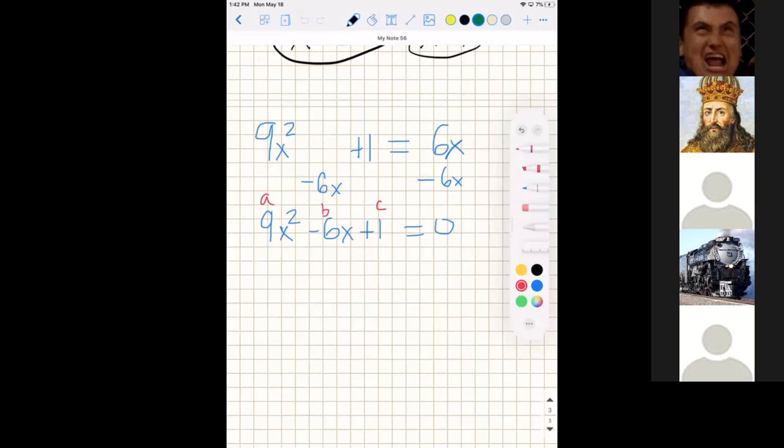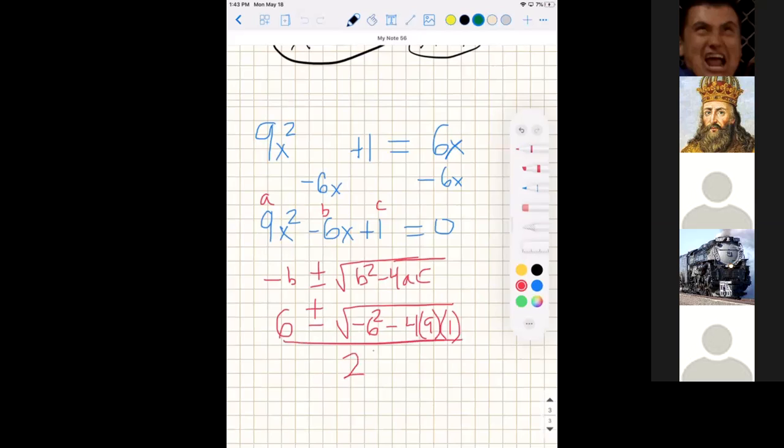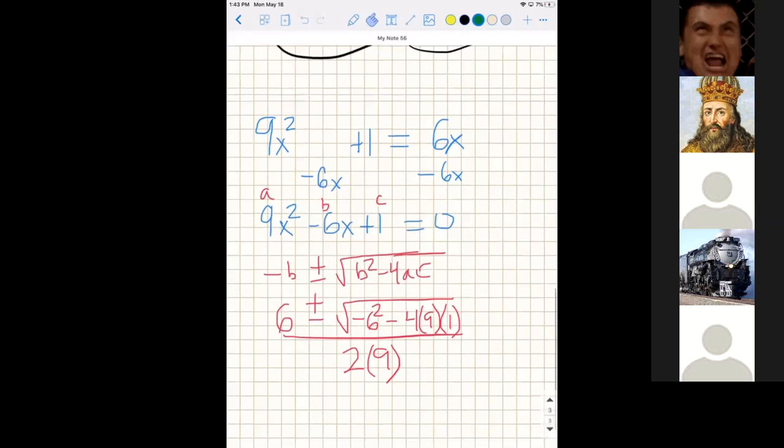So now it's just plugging into our quadratic formula. Again, opposite of B, so I'm just going to write opposite of B. So the opposite of negative 6 would be positive 6, plus or minus the square root of B squared. You guys are going to be sick of hearing this. You might have nightmares about it, okay? The square root of B squared, well, negative 6 squared minus 4 times A, well, in this case, A is 9, and C is 1. All of that divided by 2 times A.